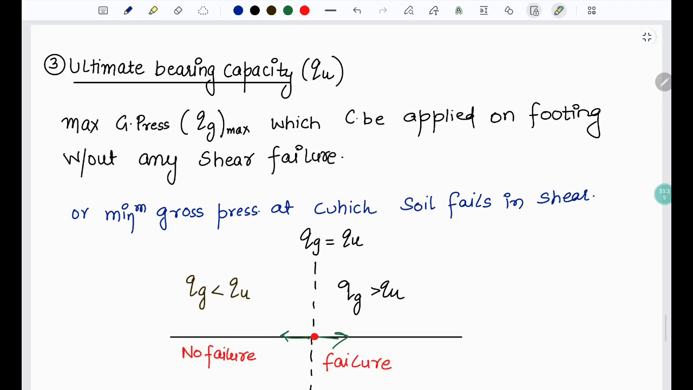Then there is ultimate bearing capacity. It says if you keep on increasing the gross bearing pressure, you reach a limit, the maximum at which there will be no failure, but just above that capacity, that pressure, the failure will occur, you are at the ultimate bearing capacity. So it is the maximum gross pressure which can be applied on footing without any shear failure, or it is the minimum gross pressure at which the soil fails in shear.